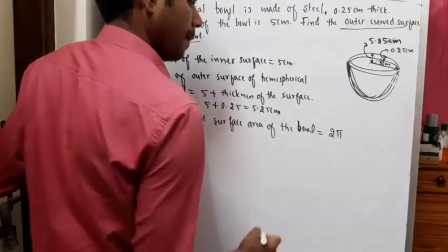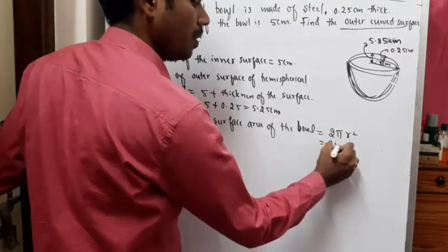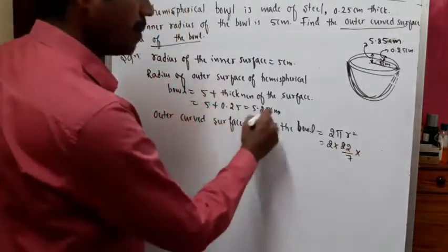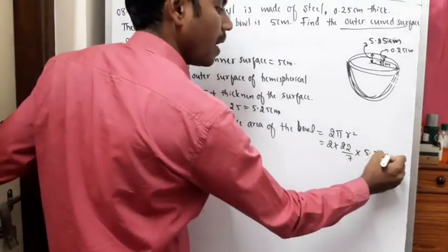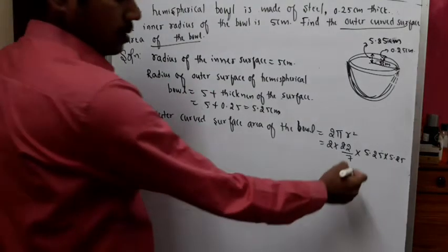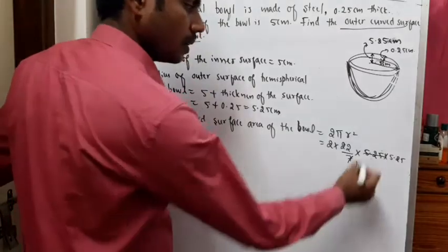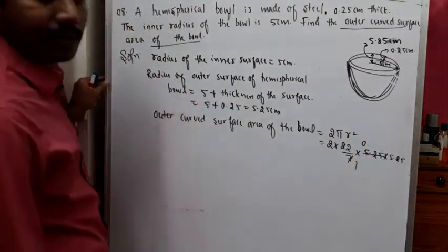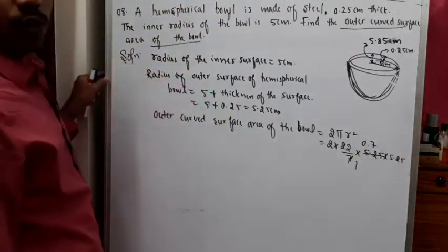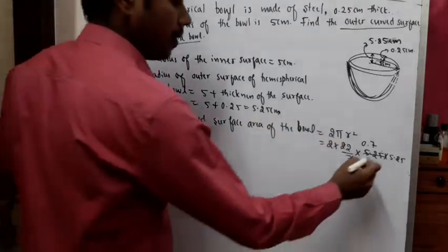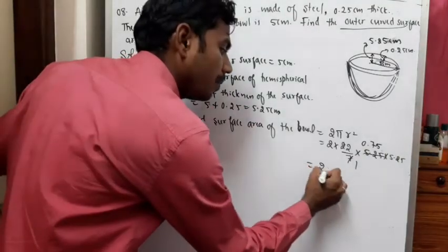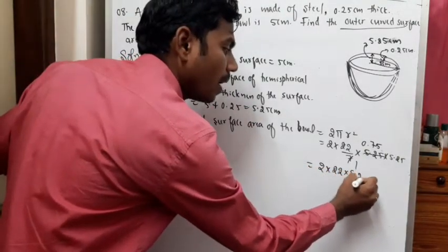2 pi r square, which is equal to 2 into pi, the value of pi is not given, so we'll assume it as 22 by 7. R is nothing but 5.25 into 5.25. Okay, so 7 1 is 7. Put a decimal there because 5 is less than 7. It will become 52. 7 7s are 49. 52 minus 49 is nothing but 3. 35. 7 5 is 35. Now 2 into 22 into 5.25.